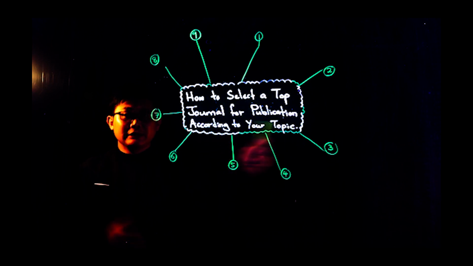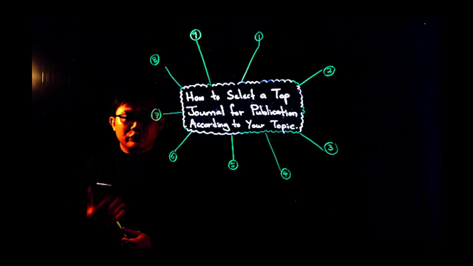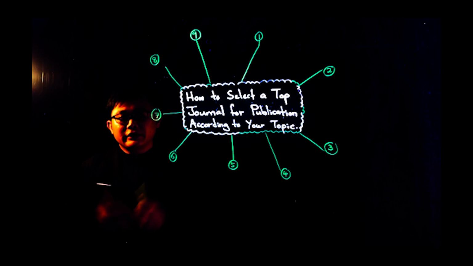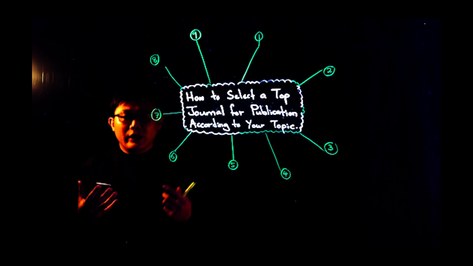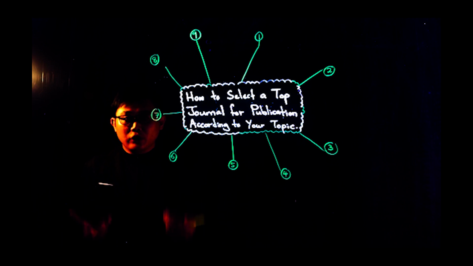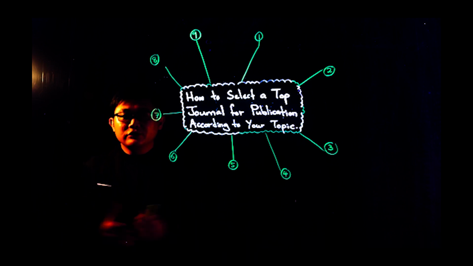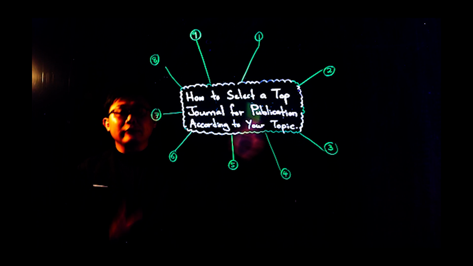Today I'm going to share with you the video on how to select a top journal for publication according to your topic. A lot of us are taking our postgraduate studies. However, some of us keep delaying our postgraduate studies because we cannot find a top journal to publish what we want according to our topics. We have difficulty getting accepted by the journals. So today I'm going to teach you how to select a top journal that will accept your manuscript.